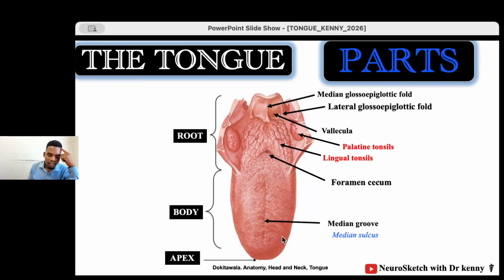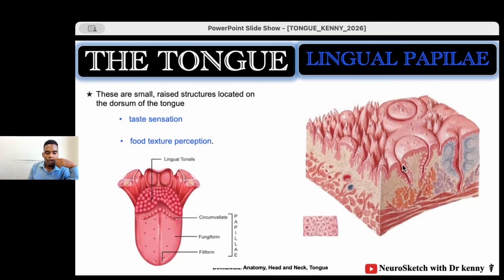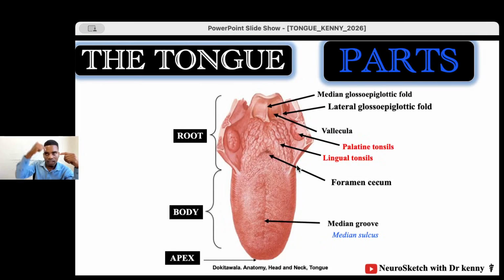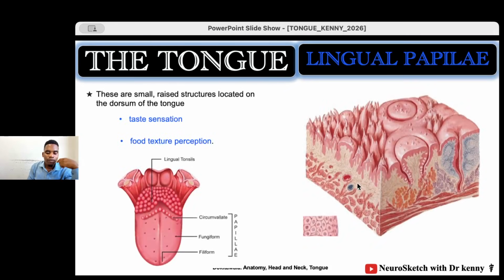Next, let's discuss the lingual papilla. Now we have small elevations on the dorsum of the tongue. Let me take you back here. The superior surface of the tongue is called the dorsum of the tongue. Now, on the dorsum of the tongue, we have small elevations. These structures are called the lingual papilla.